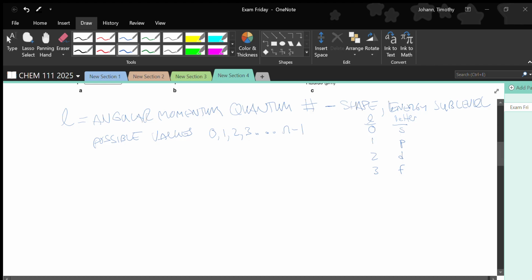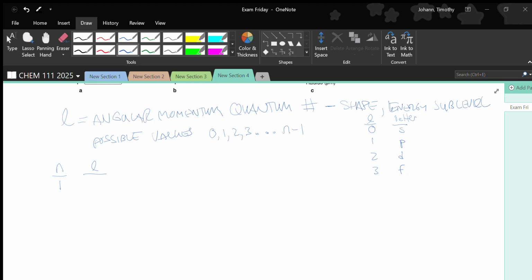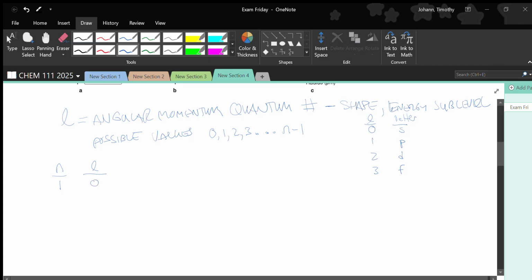But what that means is if n equals 1, L values could be what? They can go all the way up to n minus 1. If n is 1, all I can have is 0, right? Okay. If n is 2, I can have 0 or 1. If n is 3, I can have 0, 1, or 2. Does that make sense?